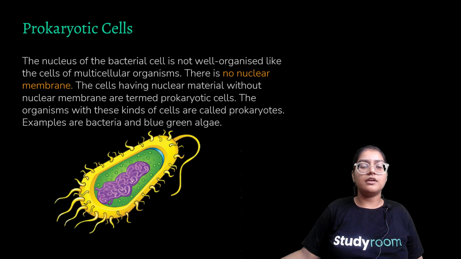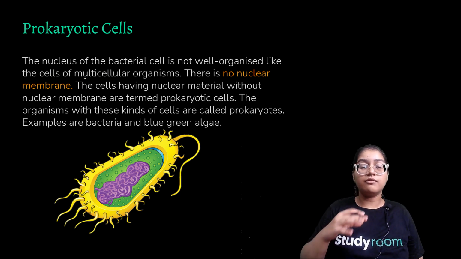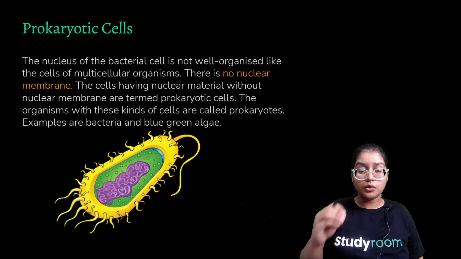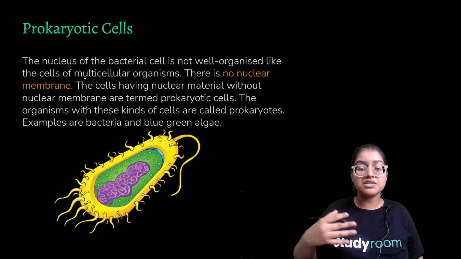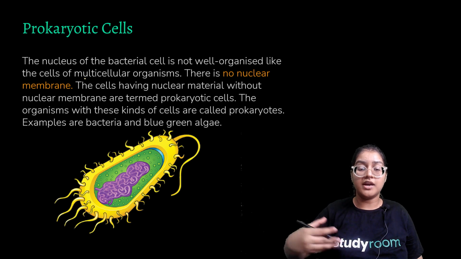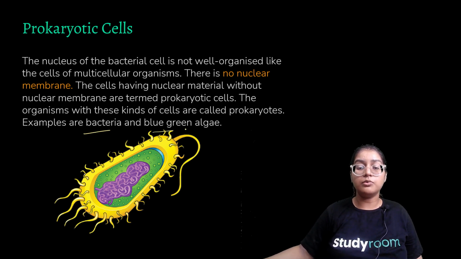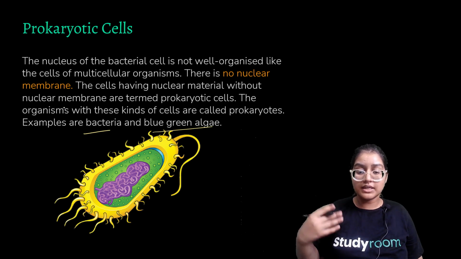Now, we have discussed prokaryotic and eukaryotic. Prokaryotic organisms have no cell organelles. The nucleus of the bacterial cell is not well organized. So in the simplest definition, prokaryotes have no nucleus and no cell organelles. It's the simplest form of organism which evolved on planet Earth, for example bacteria and blue-green algae. The nucleus is not very developed, or it is basically absent.